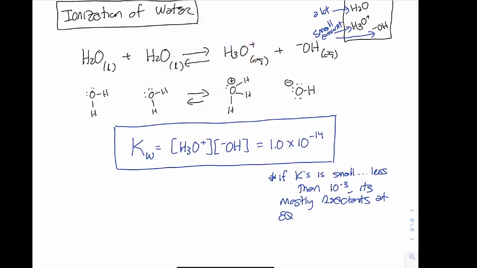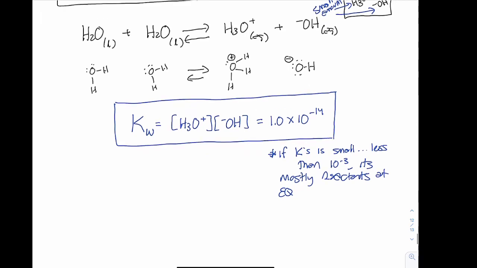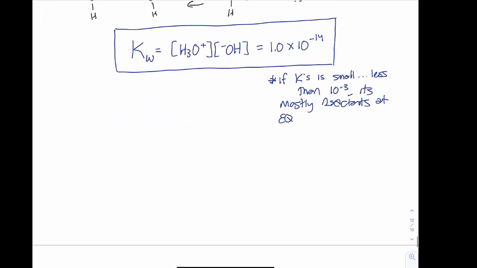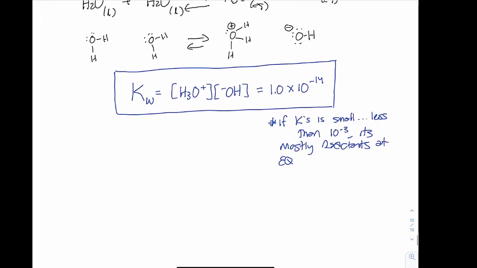So I had said that this was going to be kind of the basis for if a solution is acidic, basic, or neutral. So if your hydronium ion concentration, and I will write this down here in a minute, is larger than your hydroxide ion concentration, it's going to be an acidic solution. If your hydroxide ion concentration is greater than your hydronium, it's going to be a basic solution. And when those two are equal to each other, it's going to be neutral.